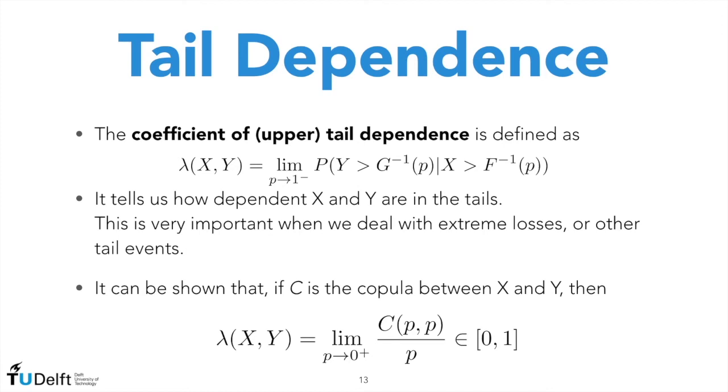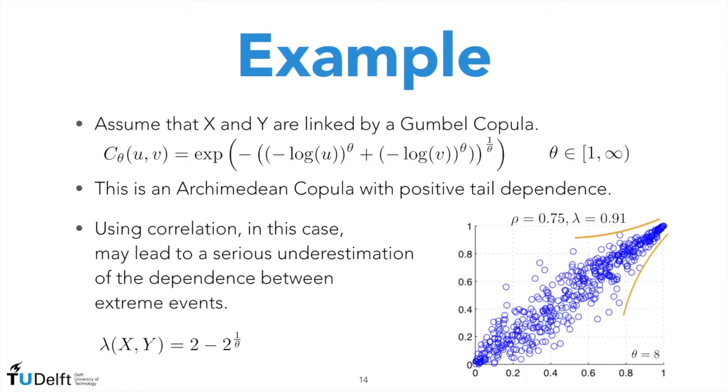The coefficient of tail dependence ranges between 0 and 1. 0 tells us that there is no tail dependence. 1 is perfect tail dependence, comonotonicity in the risk. Assume that our x and y are linked by a Gumbel copula, which is a special type of Archimedean copula with positive tail dependence. Now, in this specific case, the tail coefficient can be computed explicitly, and you see the value on your screen.